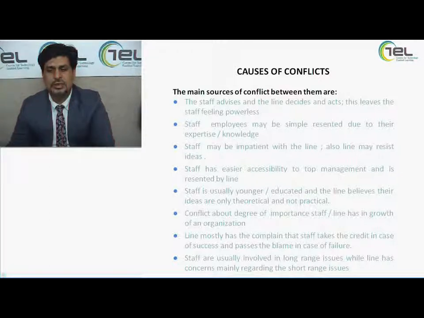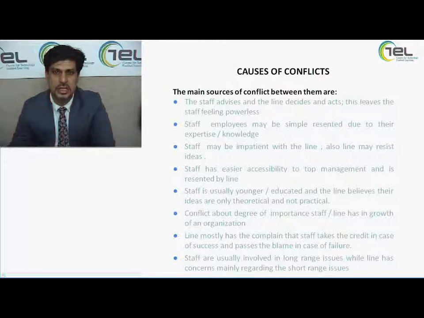The staff is looking at a long-term developmental strategy, while the line is looking at an applicable strategy on the ground level for a short term, which means staff is futuristic thinking while line function is present operational thinking. Now when these two thinking processes clash with each other, it leads on to conflicts in the organization.